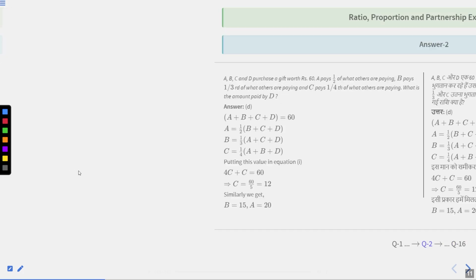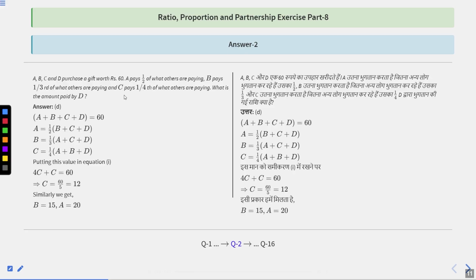Now time's up. Let's see the solution. According to the question, we can say that A plus B plus C plus D equals 60. Clear? Now the question says A equals half of B plus C plus D, because A pays half of what others pay. The others are B, C and D. So half of B plus C plus D equals A.